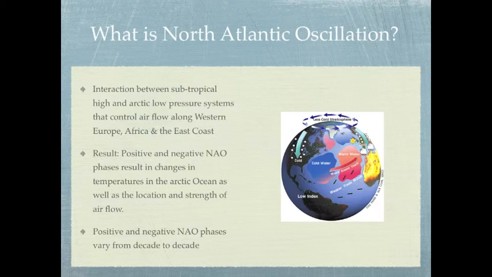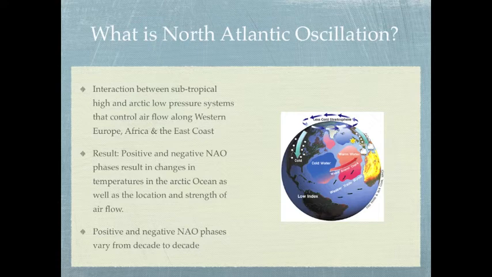So what is North Atlantic Oscillation? NAO is an interaction between subtropical high-pressure systems and Arctic low-pressure systems. These pressure systems control airflow along Western Europe, Africa, and the East Coast. North Atlantic Oscillation results in changes in temperatures in the Arctic Ocean, as well as the location and strength of the airflow. The location and strength of airflow can result in varying weather conditions.